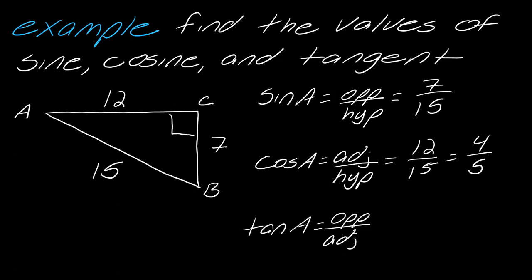And then tangent, opposite over adjacent. So opposite side over adjacent side, so 7 over 12. And so there you go. So it's pretty straightforward because a lot of times this information is given to you as well. You don't always have to go through and work to find the hypotenuse.